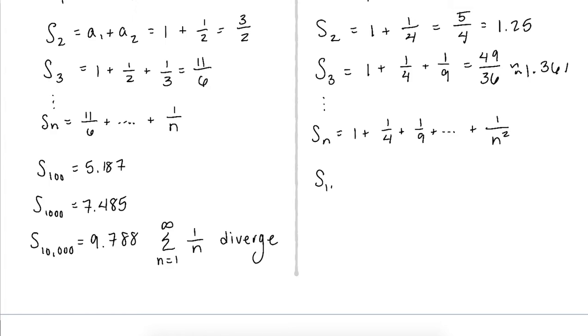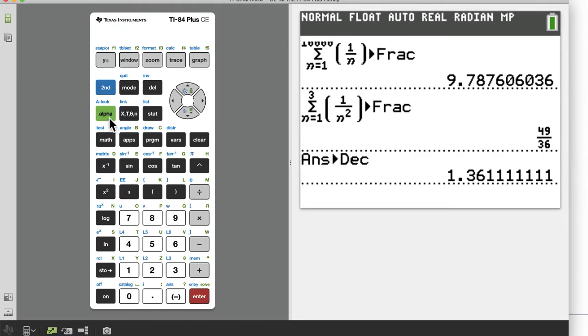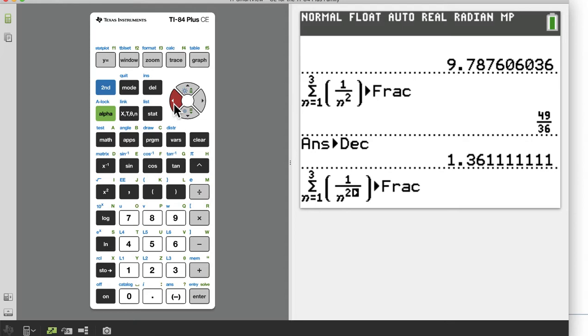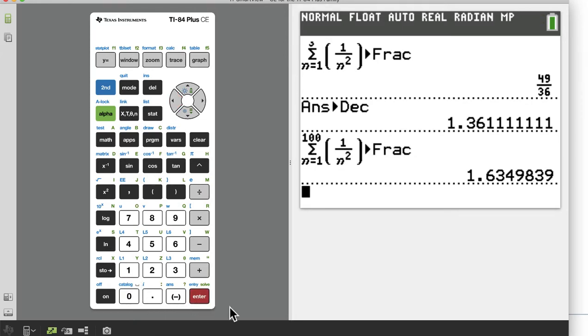Let's look at just S100, let's look at S200, and then we'll jump up to S1000. We'll make it a little easier for the calculator to compute those values. Okay, so jumping over here, we're just going to scroll up and change that 3 to a 100. Okay, so that's going to give me 1.635. So not a huge jump between the S3, the third partial sum, and the 100th partial sum, right?